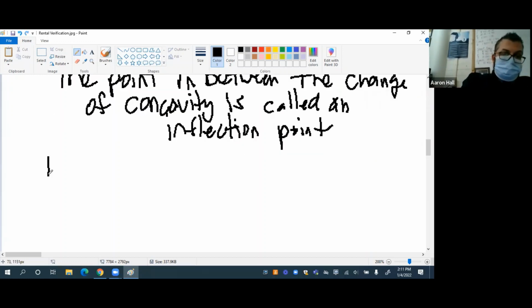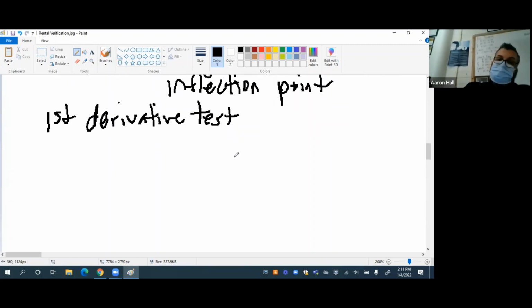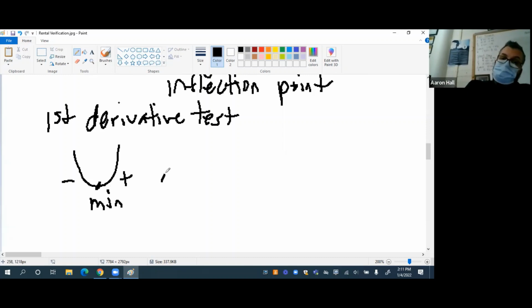So our first derivative test. What does it tell me? If the slope changes from, in this case, negative to positive, then that point is a min. If our slope changes from positive to negative, then that point is a max.